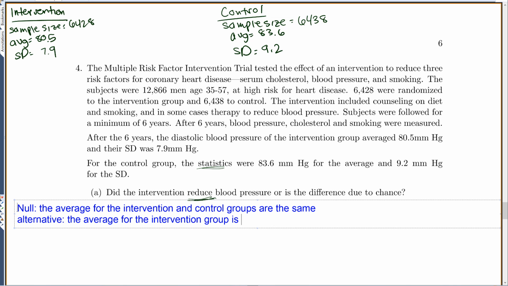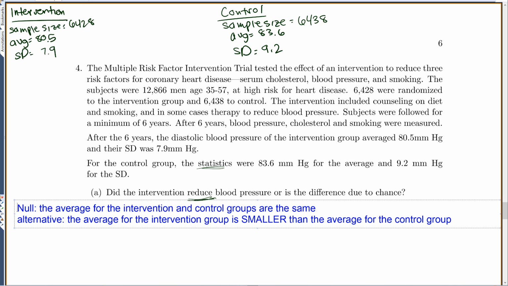Let's see, we wrote intervention first. We want to keep intervention first. We want to know if the intervention reduced blood pressure, so it should be smaller. So the average for the intervention group is smaller than the average for the control group.